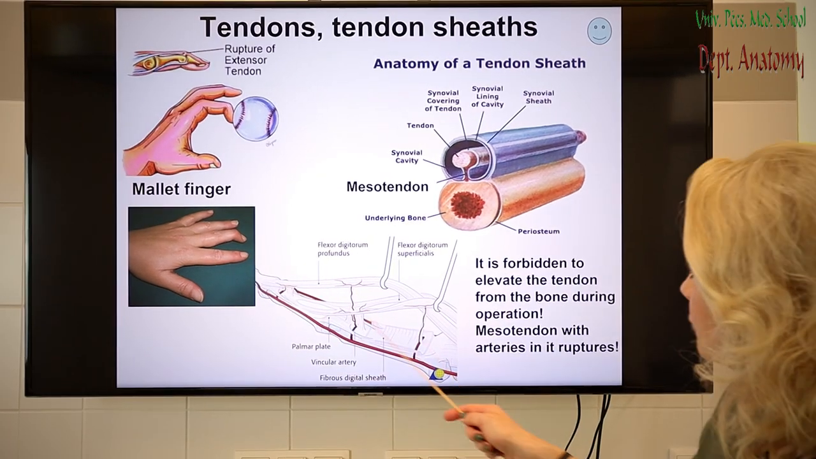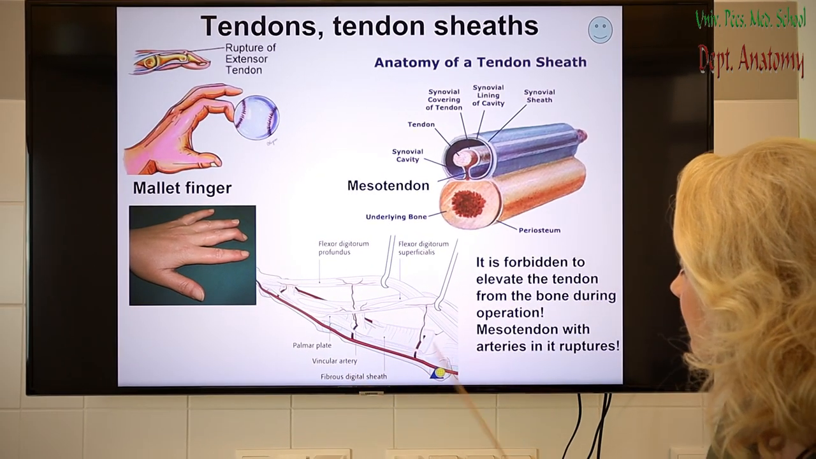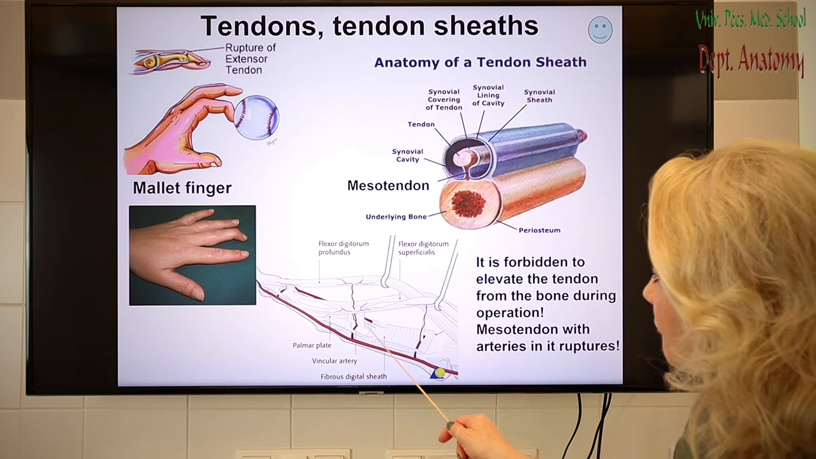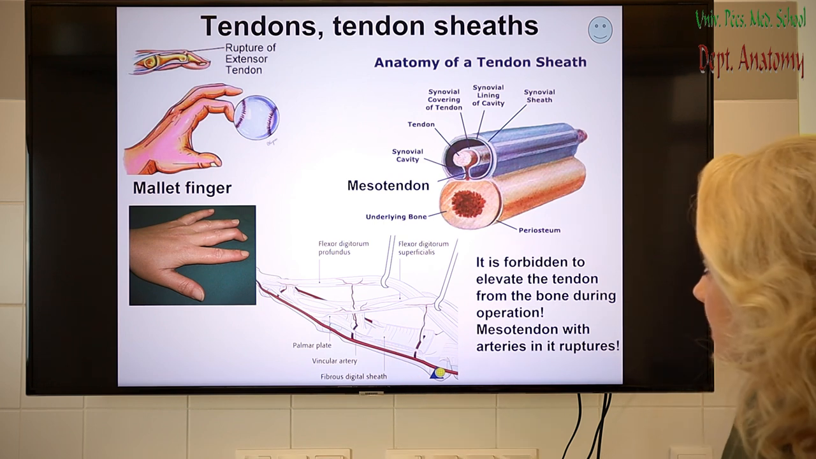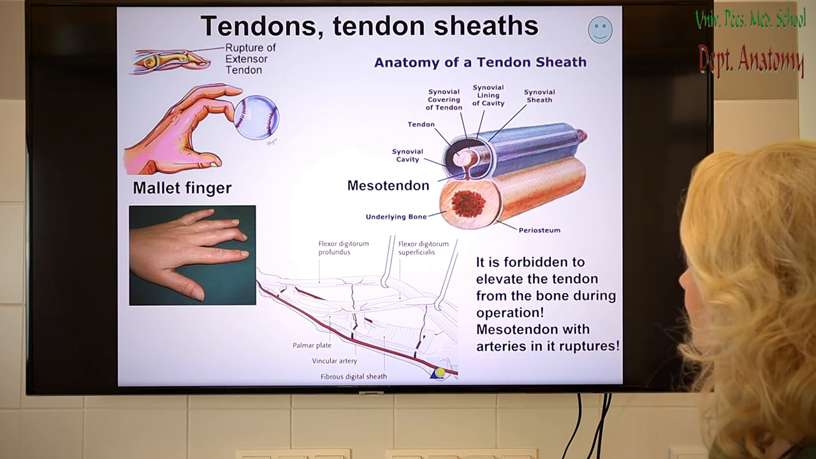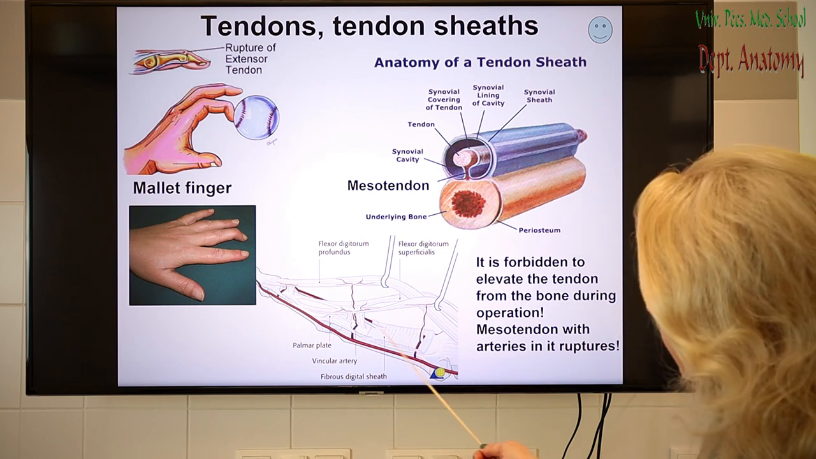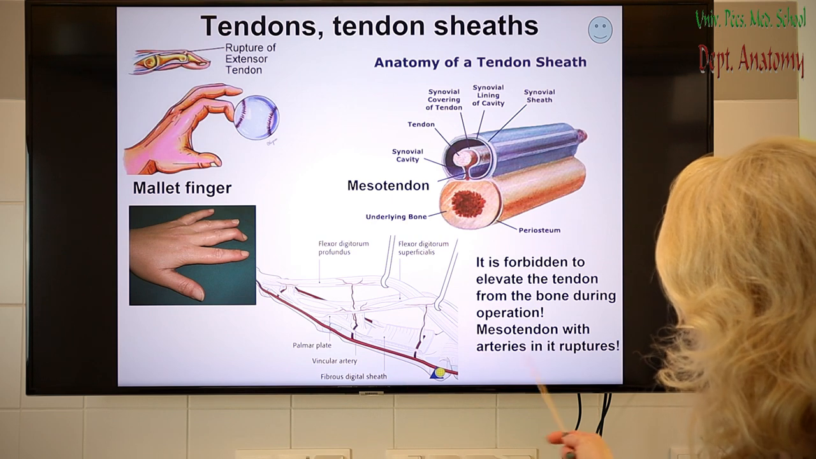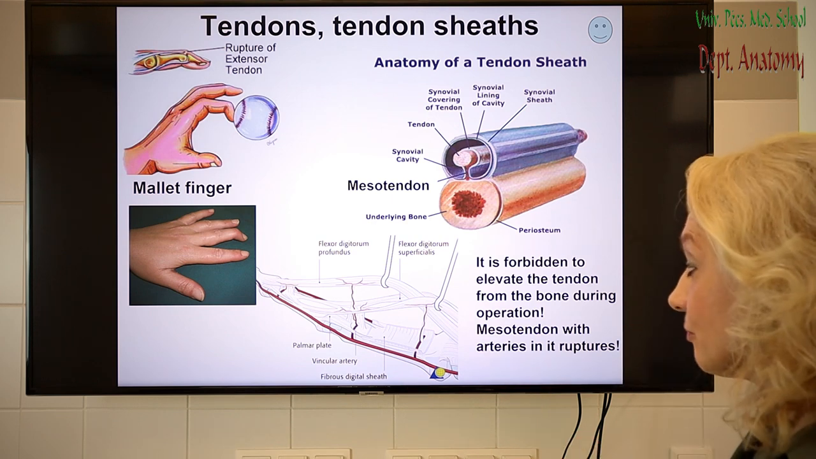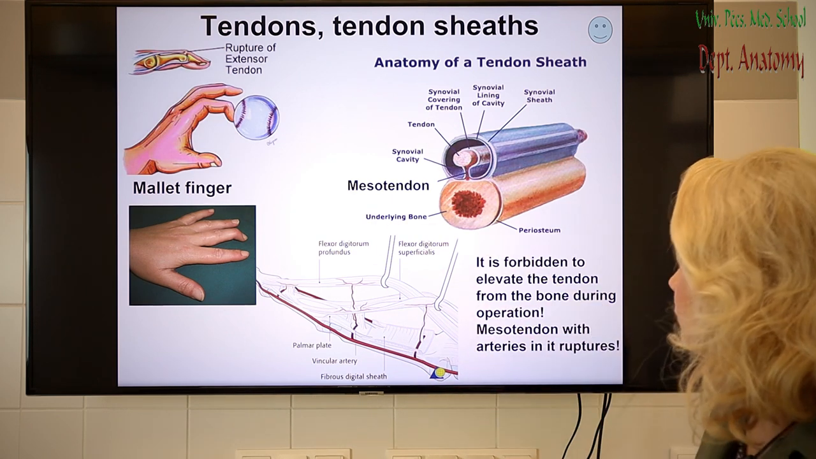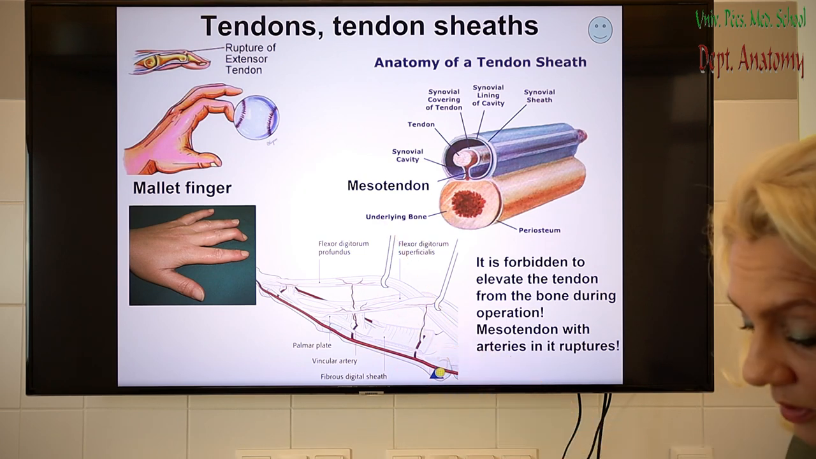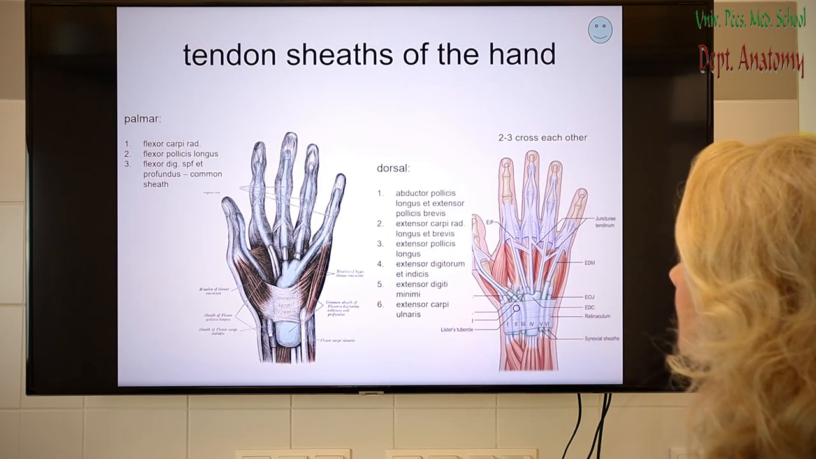And here just one picture about the vincular arteries, that they are very, very fine arteries running to the tendons of the superficial and the deep flexors, and these are in the mesotendons, and it's very important that these are not lifted during surgery, because then this part of the tendon will die.